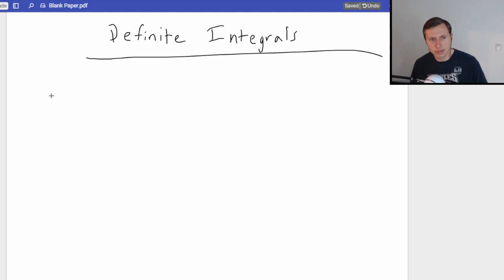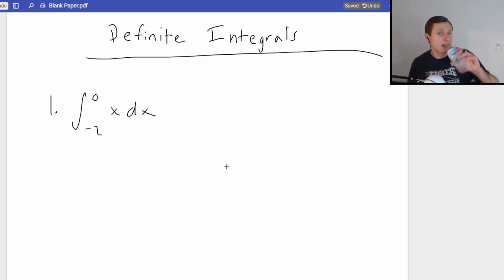So let's deal with this first problem here. I have the integral from -2 to 0 of x dx. Right away, you notice the big difference between definite and indefinite integrals. Definite integrals have bounds. Indefinite integrals do not. Luckily, the process stays exactly the same for most of it.